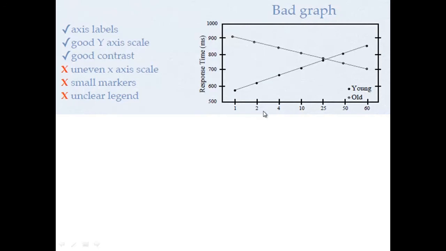Also, you take a look at the scale, it actually doesn't go in even increments. You have 1, 2, 4, 10, 25, 50, 60. It doesn't make a lot of sense, and you realize that this graph might not actually be representing your data the way that is most accurate. So here's a better way to describe the following graph.